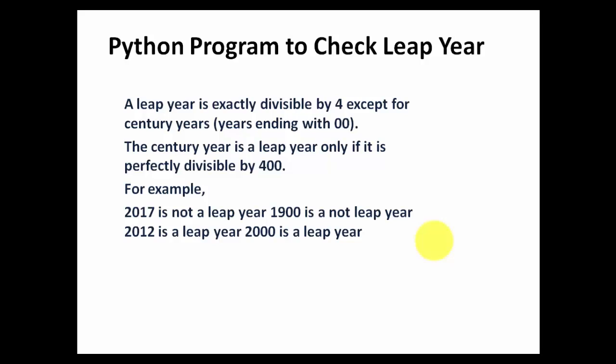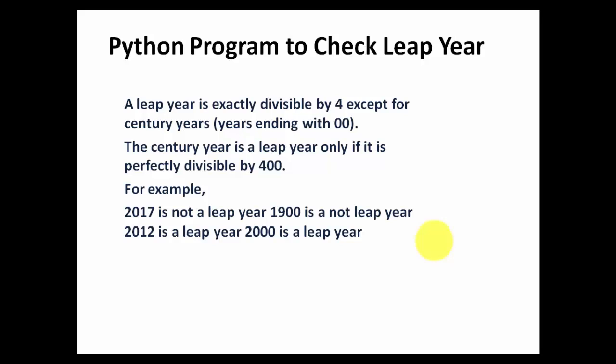First, as you all know, a leap year comes after every 4 years. So the first thing you have to check is whether the number is divisible by 4 or not. If the number is divisible by 4, there are chances that it may be a leap year, except when the year is a century year. If the last two digits of the year are 00, it is a century year, like 2000, 1900, 1800. These are all century years.